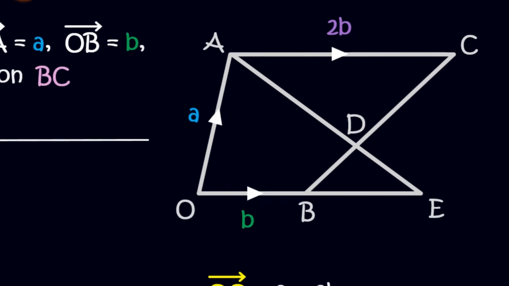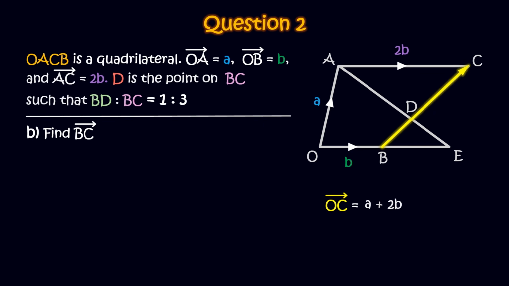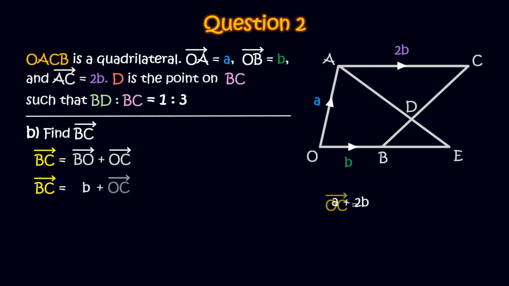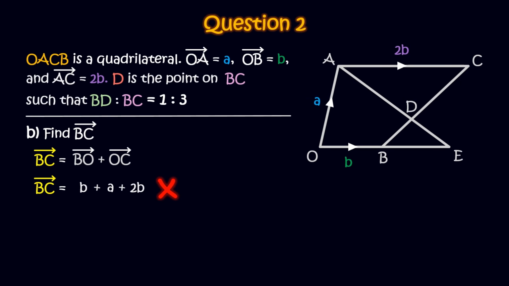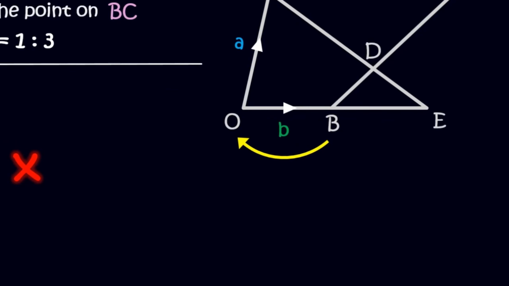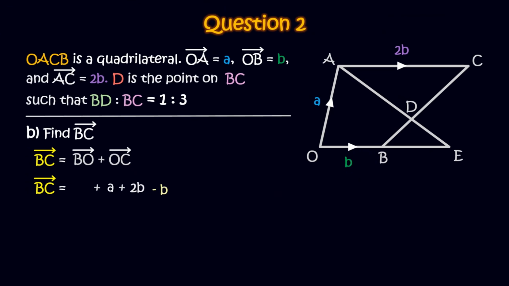The next part asks us to find BC. This is very similar to part A. BC equals BO plus OC. We'll fill the values for BO and OC, which we found in part A. However, this answer is wrong. We wrote BO as B, but we learned that direction matters in vectors, so BO will be the reverse of OB, which is negative B. Therefore, the correct answer will be BC equals A plus B.